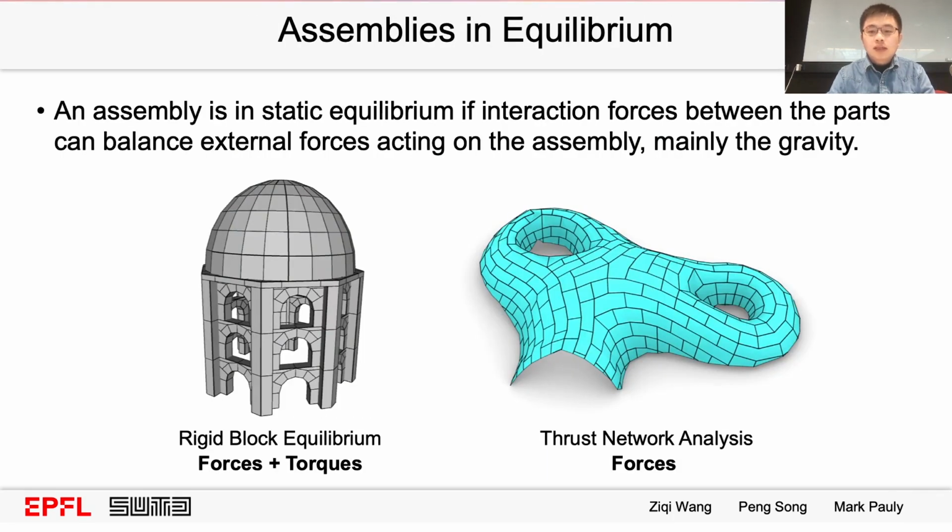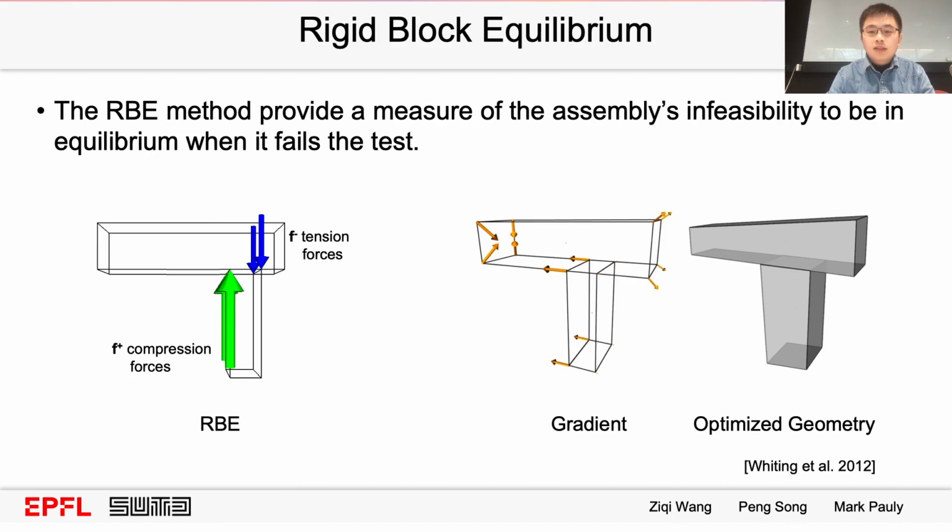For volumetric assemblies, most works use the rigid block equilibrium method, which checks both force and torque balancing conditions. For surface assemblies like the self-supporting structure, most works use the truss network analysis, which only examines the force equilibrium within the surface. Whiting and their colleagues integrated the rigid body equilibrium method with procedural modeling to design masonry structures that are in equilibrium under gravity.